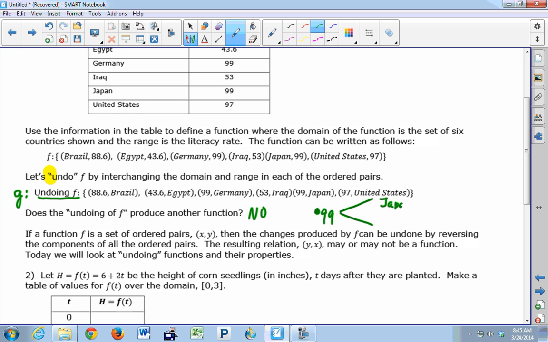Japan and Germany, right. So we know that for each input, in order to be a function, there can be one and only one output. That's how we define a function. It has to be unique. The output has to be unique for each input. Can't have 2 different outputs. Okay, so this is not a function.